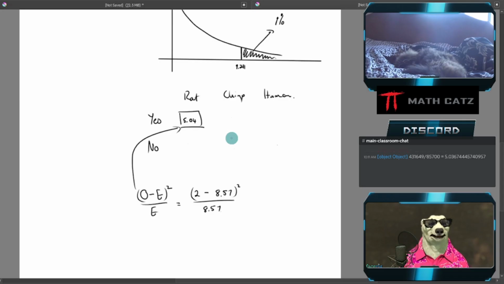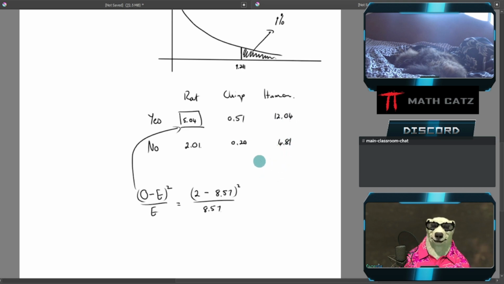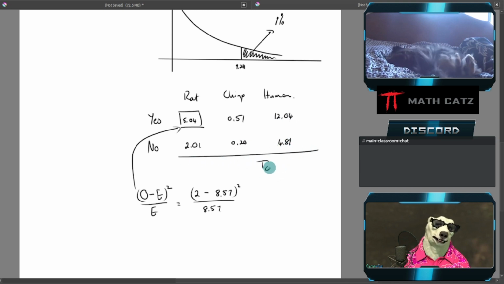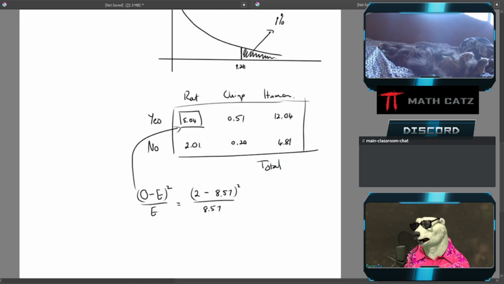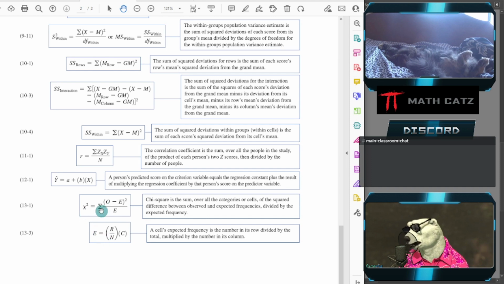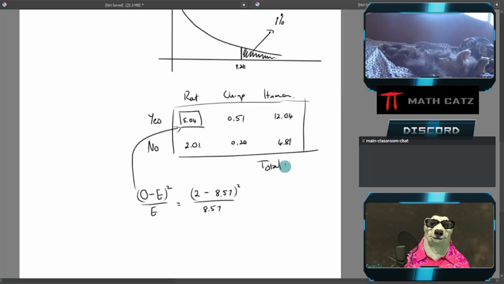And we're back. Again, take as much time as you need. The numbers I got for the other rat in the rat column is 2.01. For the chimps, it's 0.51 and 0.20. For the humans, 12.04 and 4.81. All right, so now we're going to add up all of these for all of them, the whole thing. That's what this formula says. Add them all up, and that's your chi-squared statistic.